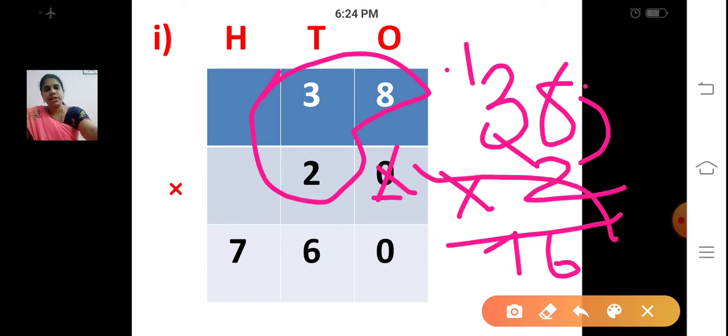Now write this 0 at the last. So the answer is 760. When you multiply 38 by 20, the answer is 760. So when you have zeros in the question, what you have to do? Just ignore the zeros and multiply the remaining numbers and you'll get one answer, right? So to the right of that answer, put the zeros. Count how many zeros are there in the question and write that to the right of this answer.